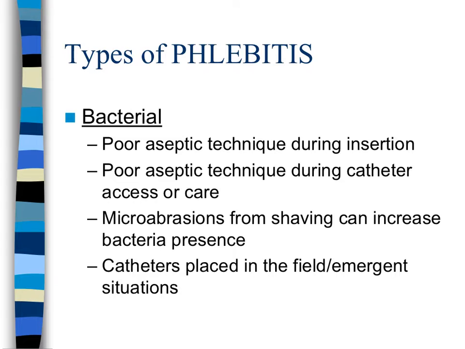There are 3 types of phlebitis: bacterial, mechanical, and chemical. Bacterial phlebitis is caused by the presence of bacteria in the vein at the IV site. This can lead to serious catheter-related bloodstream infections. Bacteria can be introduced through a poor aseptic technique during insertion or during catheter access or maintenance care.